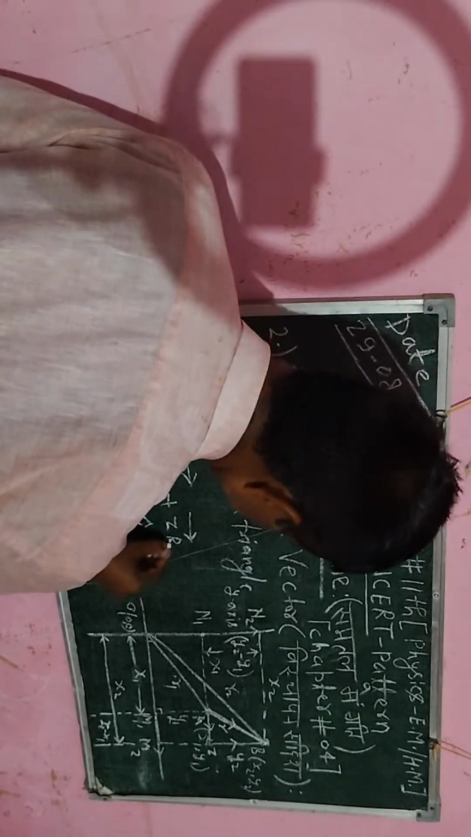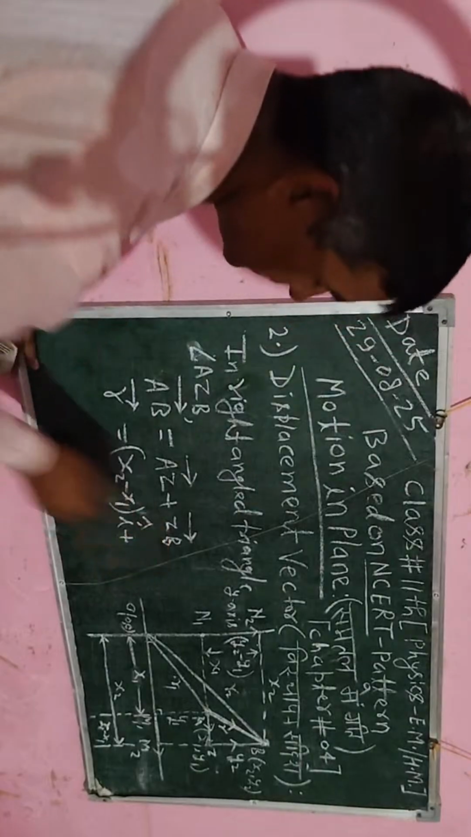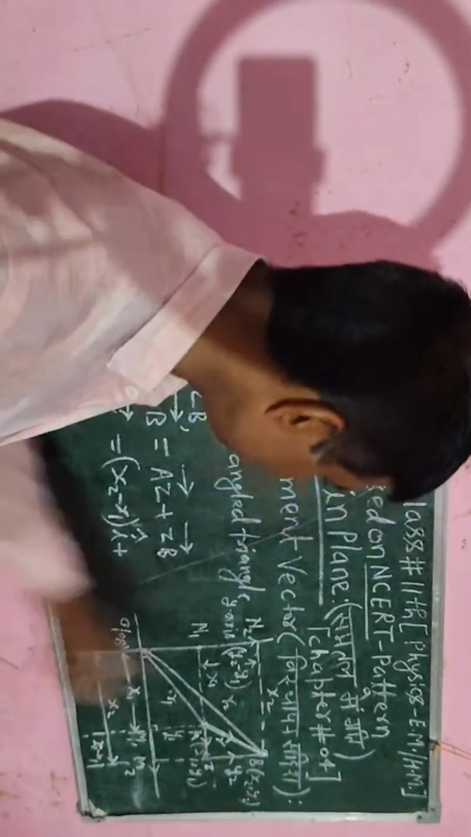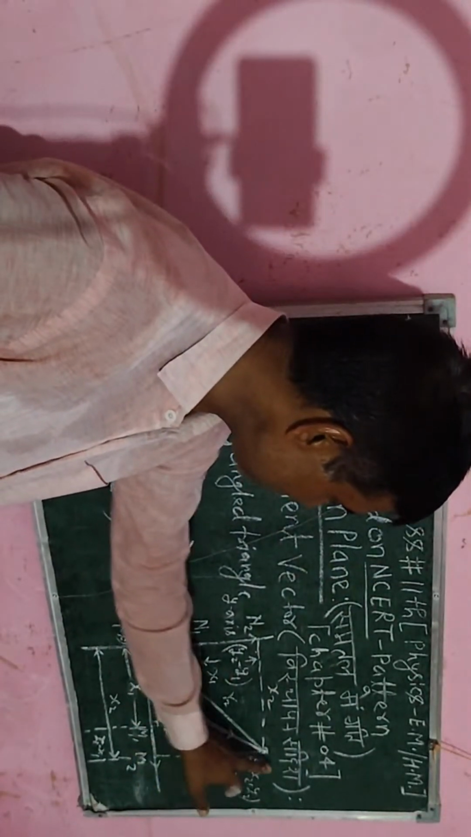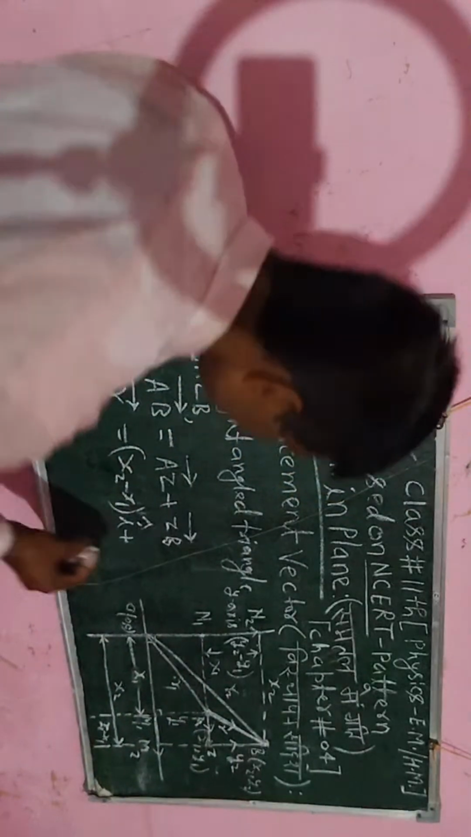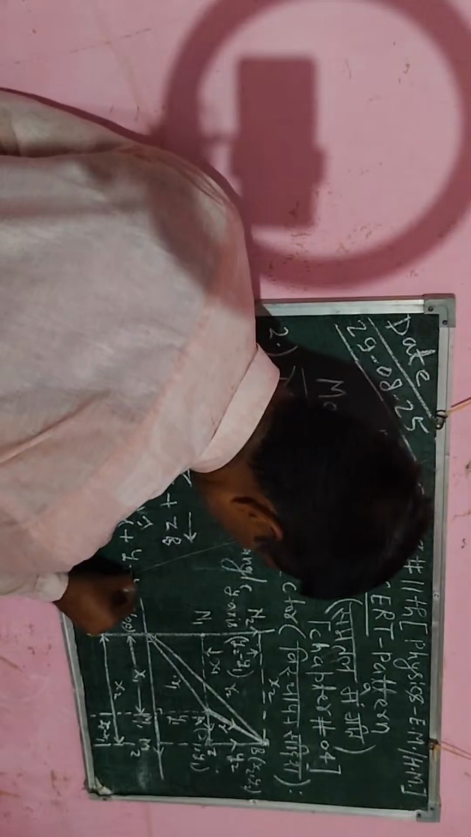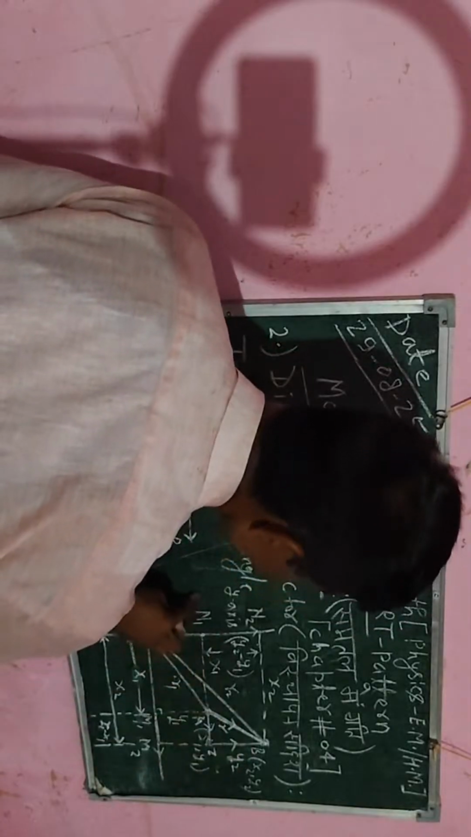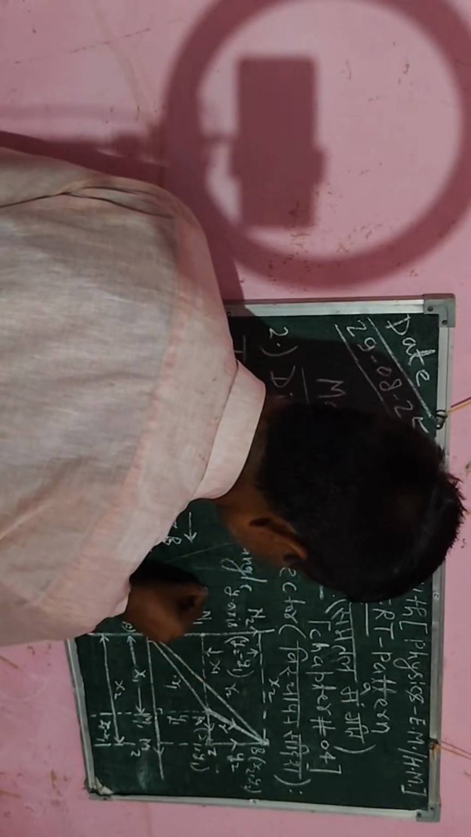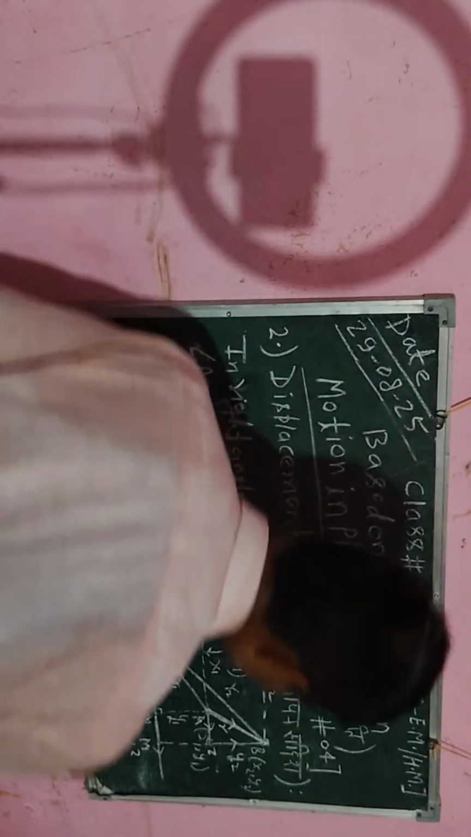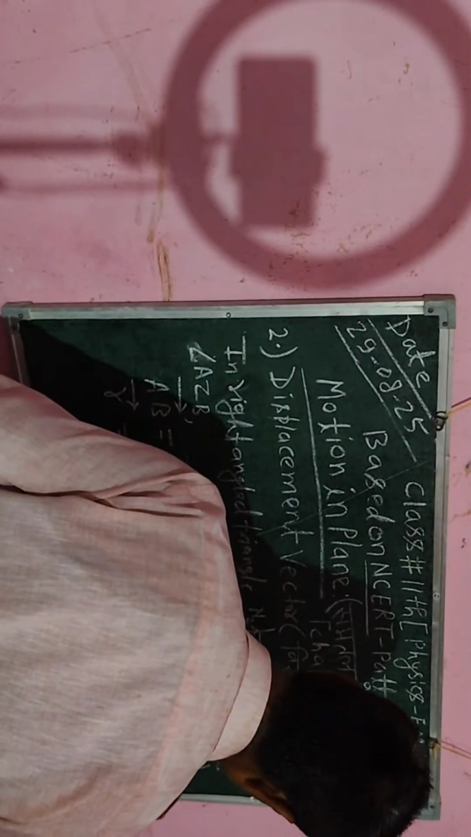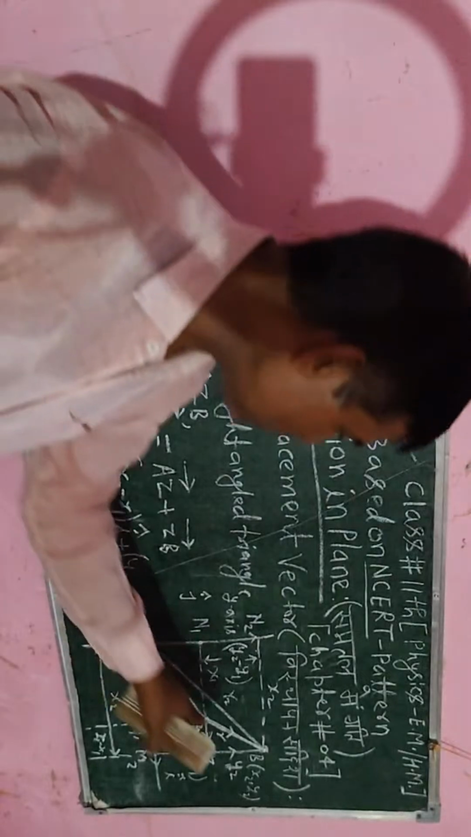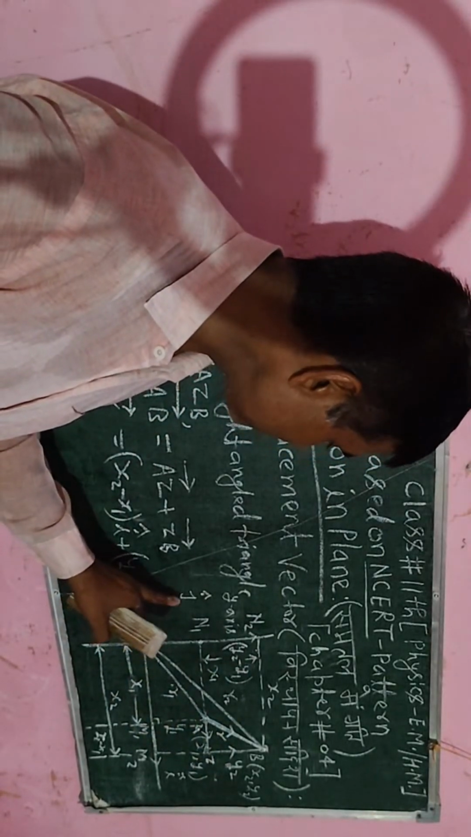Now ZB. Here I have written ZB. Now ZB is length y2 minus y1. So its value, ZB, I have to write here: y2 minus y1. Along this I will consider the unit vector J cap, along the y-axis, and along the x-axis I have to consider vector I cap.